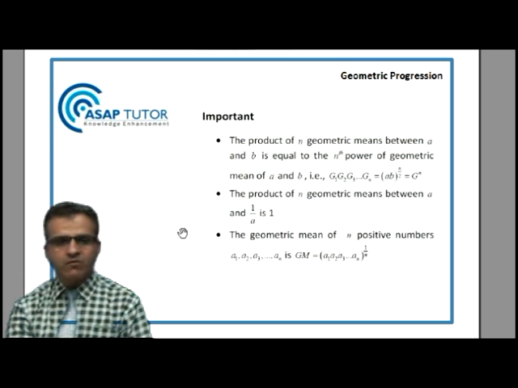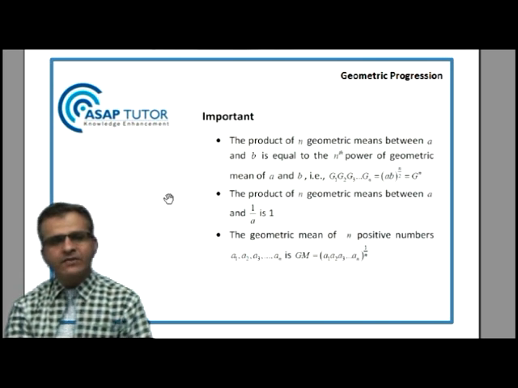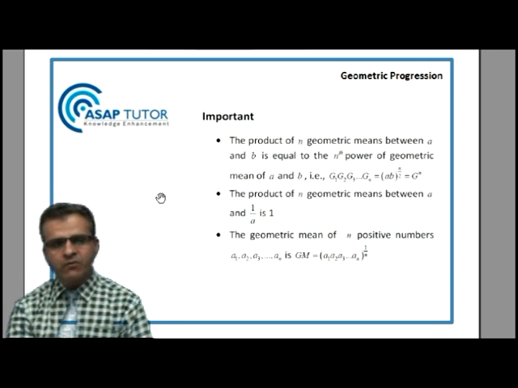For example, if I want to find the geometric mean of 1, 2, 4 and 8, then it will be (1 into 2 into 4 into 8) whole raised to the power 1 by 4.